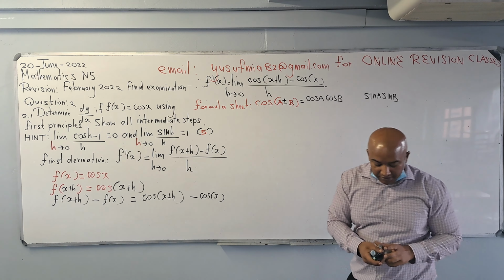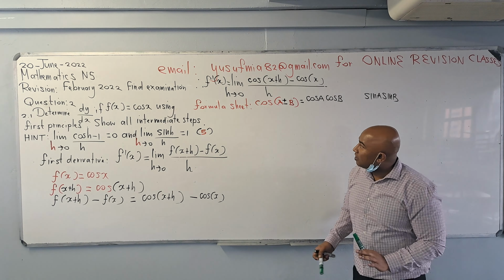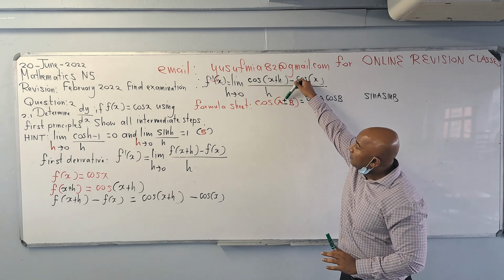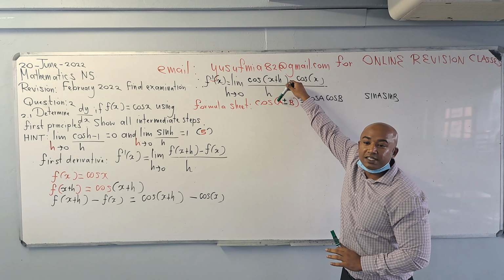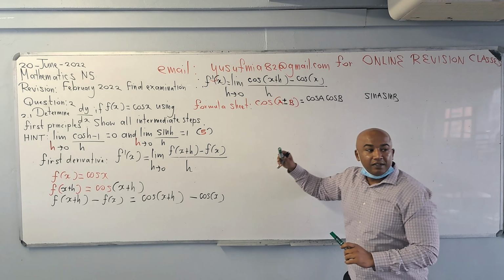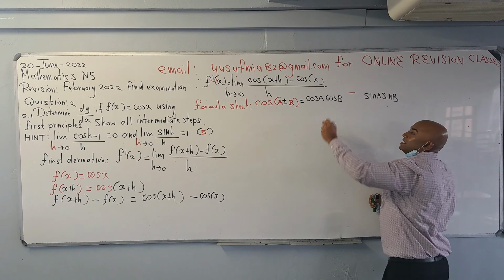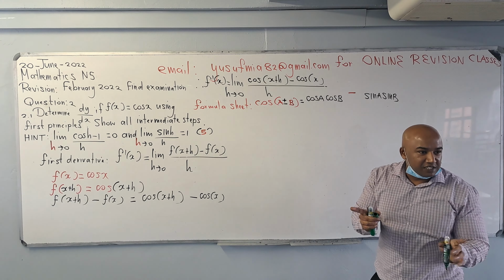But what happens here? There's normally confusion with using this formula. There should not be any confusion. Now, if you are starting with a positive, that means A plus B, then the sign here will be a negative. So the signs change for the cos formula.